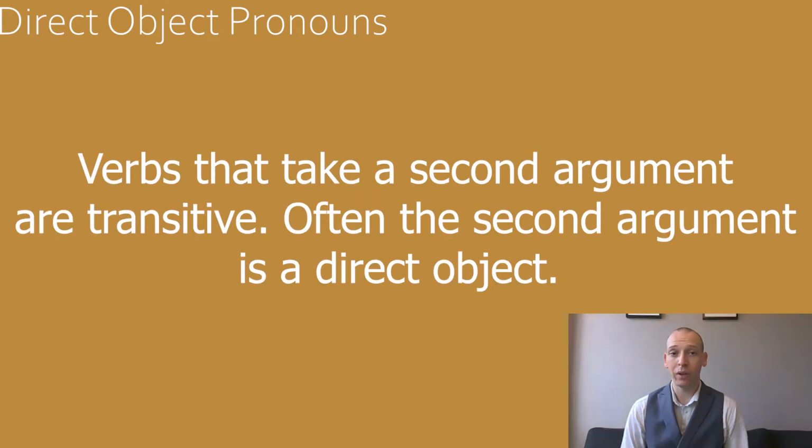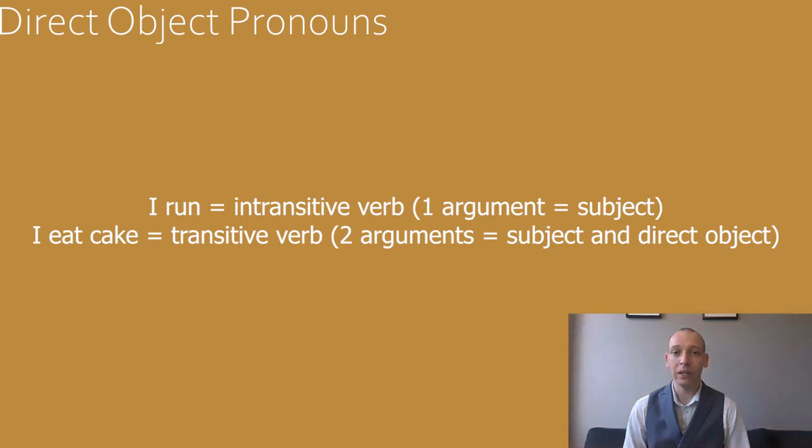Other verbs, however, have a second argument. This second argument is commonly a direct object. Verbs that can take a direct object are called transitive verbs. To demonstrate an intransitive verb, let's use the sentence, I run. It's a very simple sentence and you can see the only word that relates to the verb run is the subject pronoun I. This is intransitive.